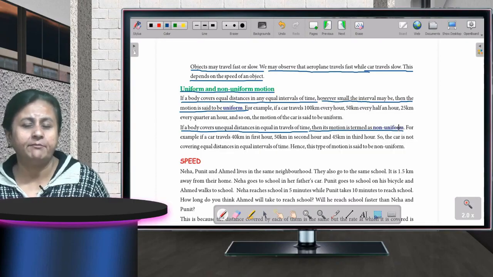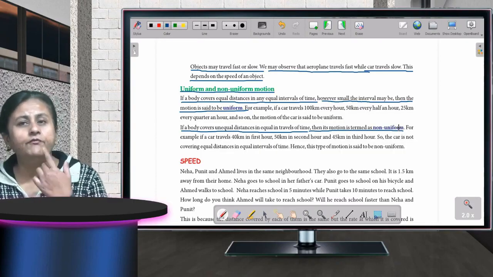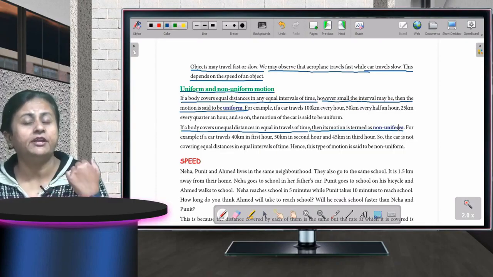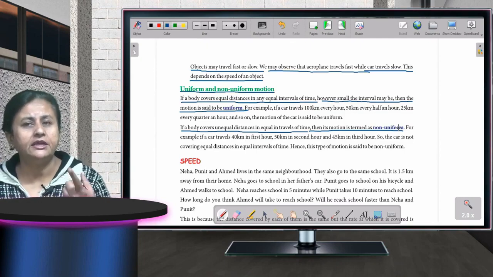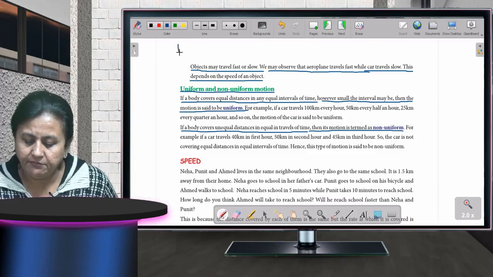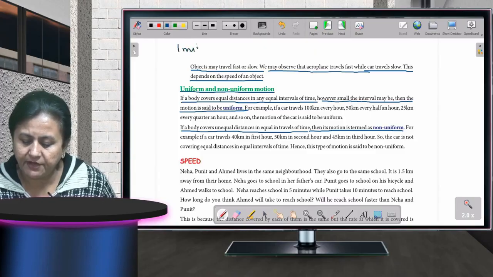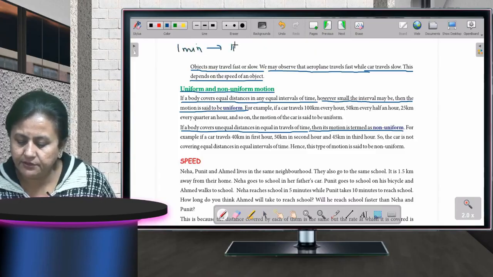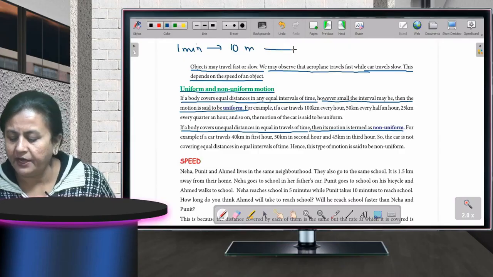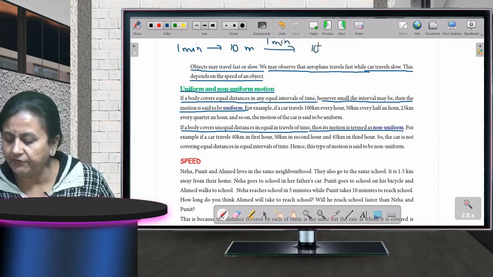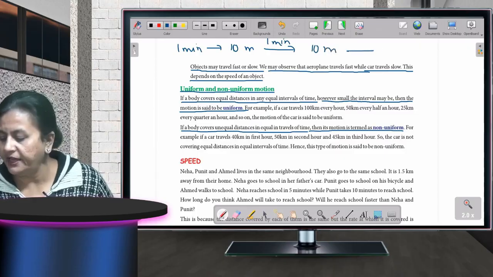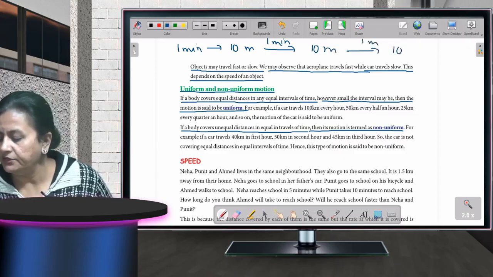I'll give you an example. Suppose I walk 10 meters in 1 minute. Okay, first what I have done, I have walked in 1 minute, I'm covering 10 meters. Okay, now again within 1 minute, I'm again covering 10 meters. Again 1 minute, I'm covering 10 meters.